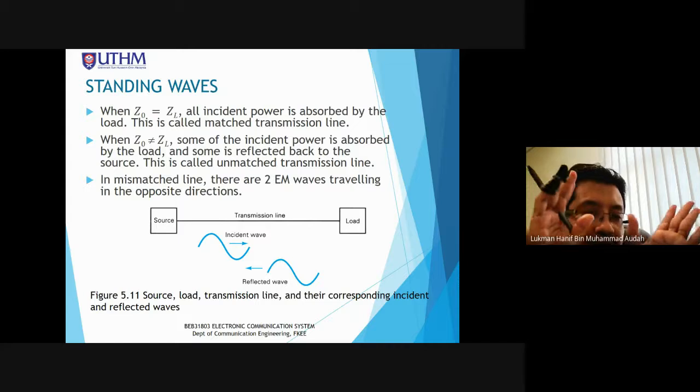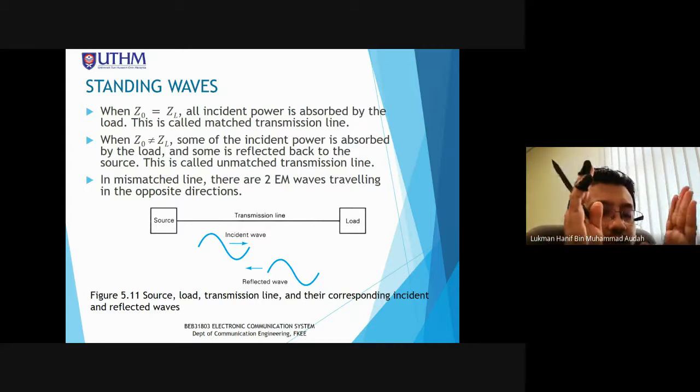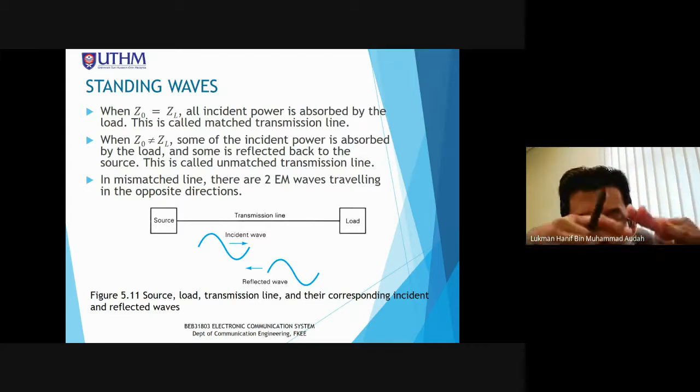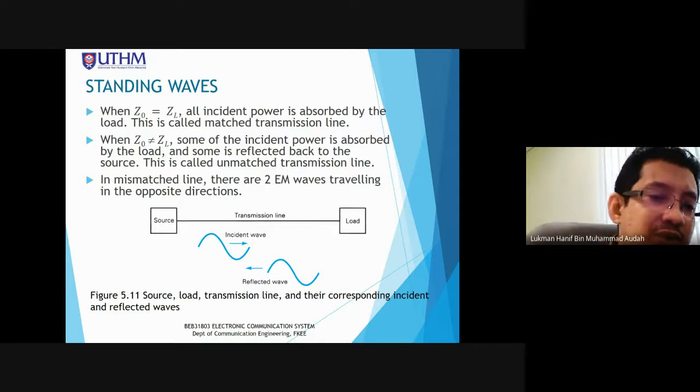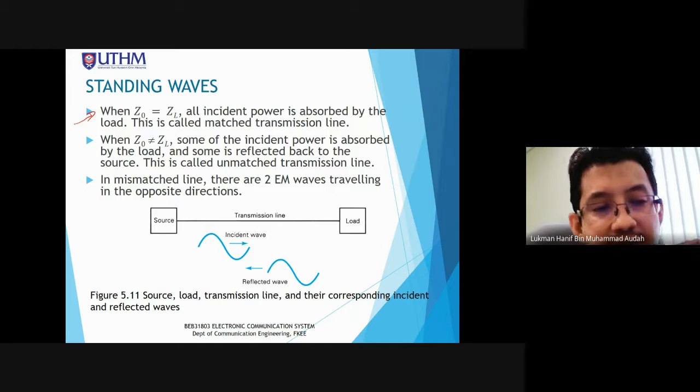Kalau kita stop the time, if we stop the time, we can see that the wave looks like it stands on the plane. Okay, so standing wave, you see that. Situasi berkenaan dengan standing wave. Apabila keadaan characteristic impedance equal to load impedance, all incident power is absorbed by the load.